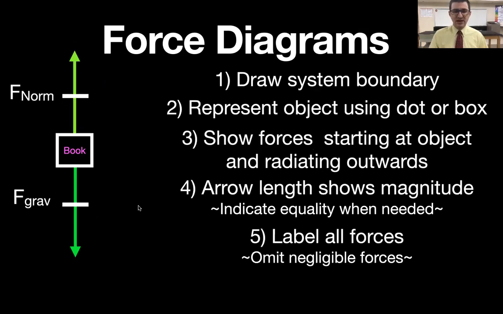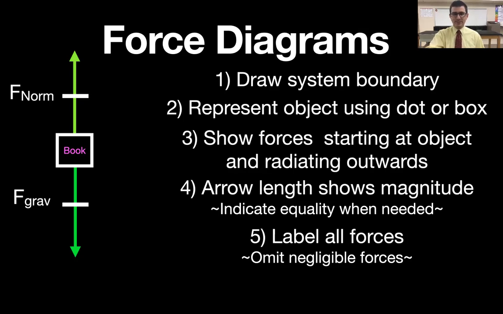Next, the length of your arrows matters. The longer the arrow, the bigger the force. If this force normal were tiny and the force gravity were huge, that would mean there's more force gravity than there is force normal. But you see here, they're approximately the same length, and I have these equality marks, which mean that they are equal length. That's just to make sure that anyone looking at your force diagram knows exactly how long your arrow is supposed to be.